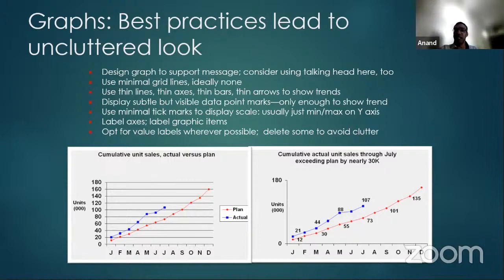See, even the title, right? The key message I want to say is that cumulative actual sales through July, we are ahead of the plan by 30,000. Right? So very precise, and it's got the message across. Somebody says, "Fantastic, good job, move on in life." You want to say things that you want to draw the attention towards, right? Otherwise, you are just keeping it open for discussion.